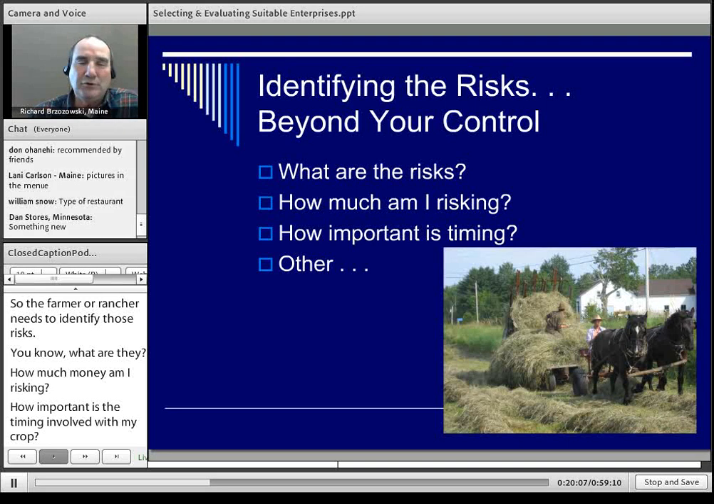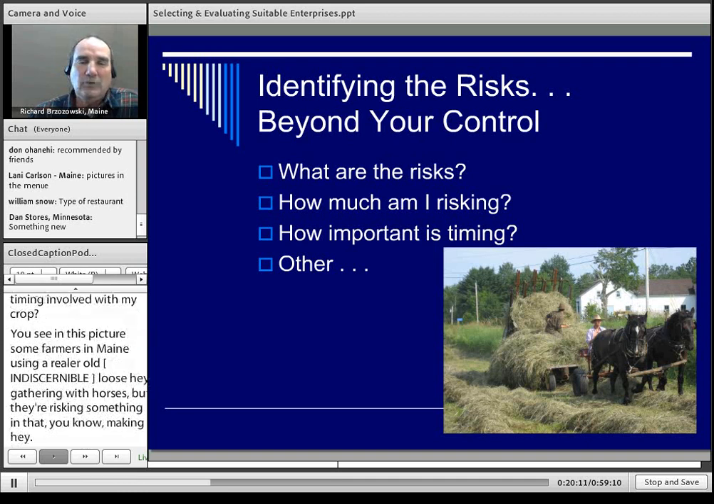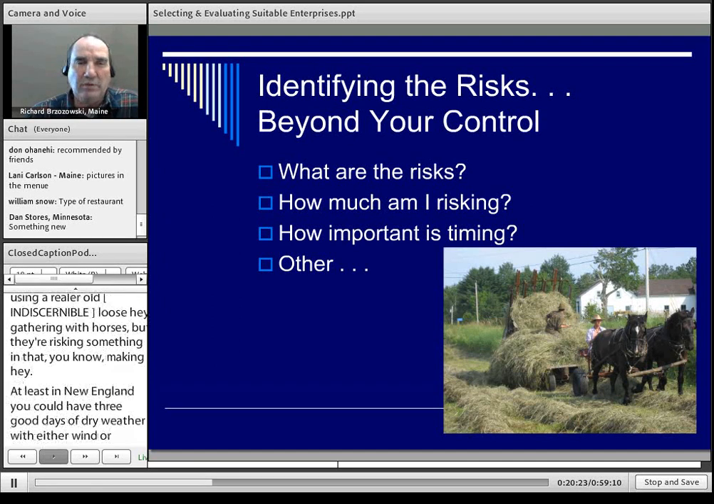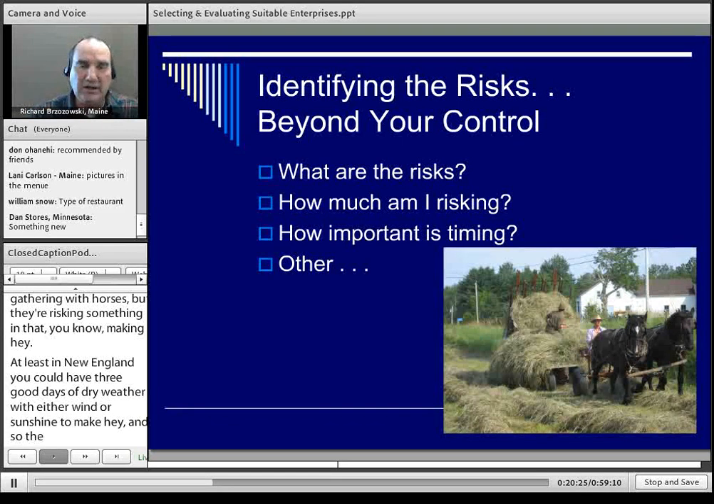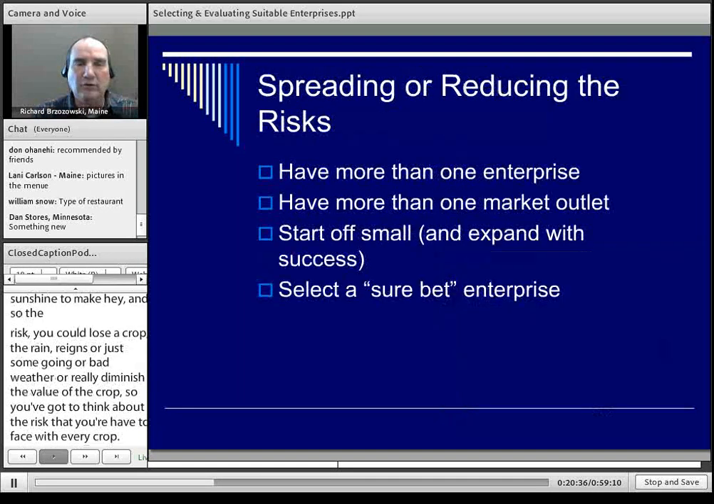But they're risking something in that. Making hay, at least in New England, you've got to have 3 good days of dry weather with either wind or sunshine to make hay. And so the risk is you could lose a crop by rains or just some fog or some bad weather, or it will really diminish the value of the crop. So you've got to think about the risk that you have to face with every crop, whether it's an animal crop or a plant crop. Service crops might be a little less risk, but still there's risk involved there too.